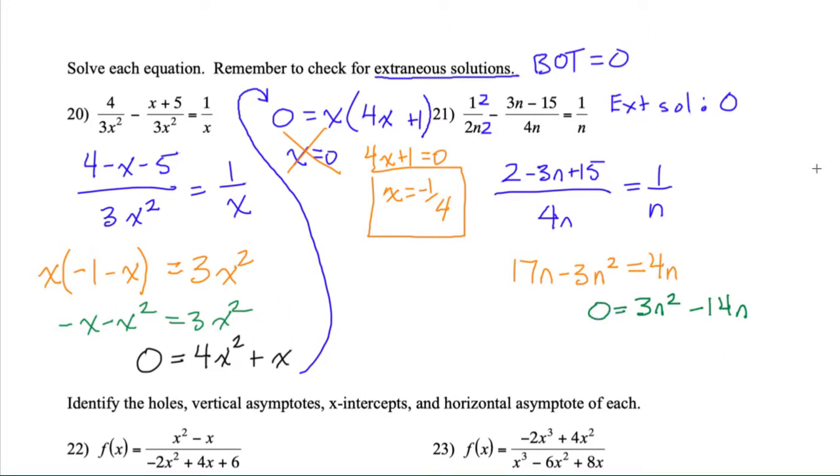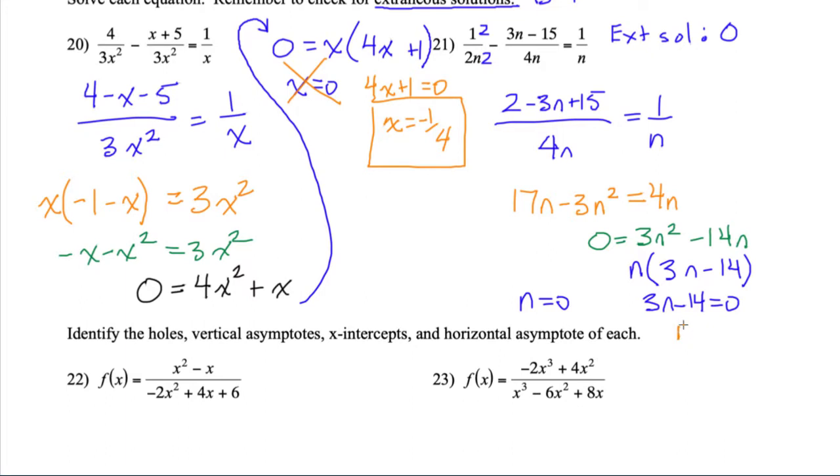Obviously I'm going to factor out an n here. So n times the quantity of 3n minus 14. From there I get n is equal to 0, or 3n minus 14 is equal to 0. If I do 3n minus 14 is equal to 0, that comes down here, and n will equal 14 thirds. And it can't be 0 because 0 is an extraneous solution. Cross out the 0. Our answer is only this 14 thirds.